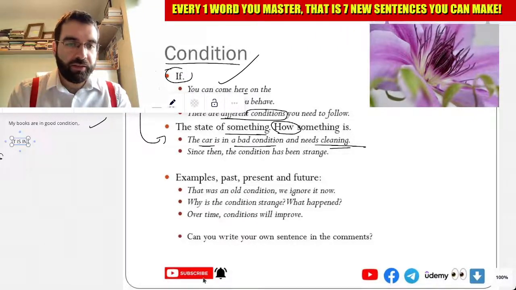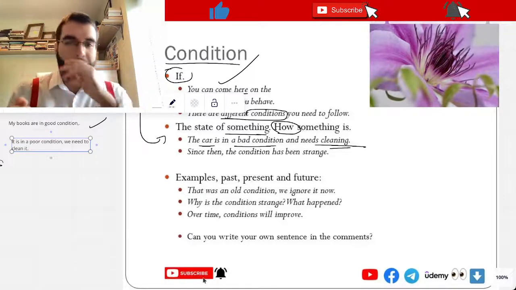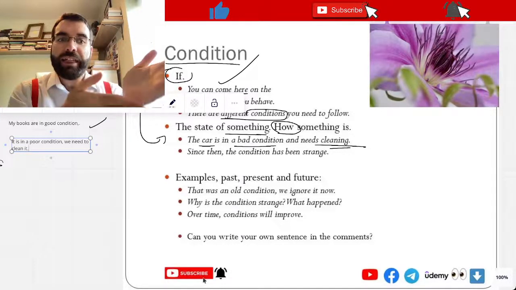The car is in a bad condition and needs cleaning. It is in a poor condition. We need to clean it. It needs cleaning. It needs to be clean.